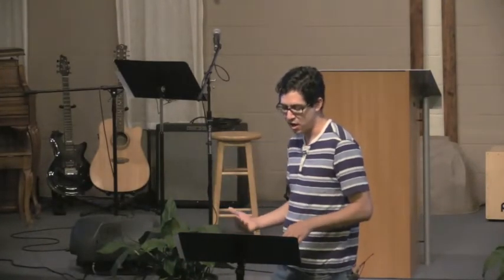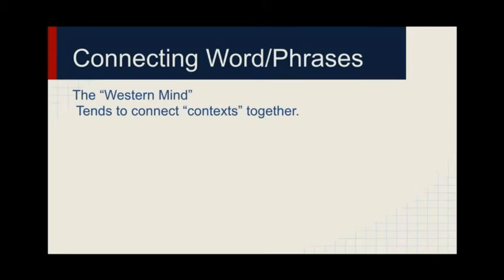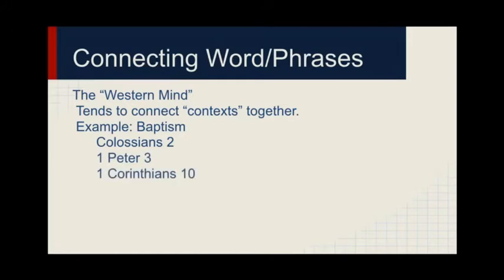In the Western mind, we tend to connect contexts together. What I mean by that is we like to think of subjects or contexts together. For instance, Colossians 2, 1 Peter 3, 1 Corinthians 10, and Romans 2 all mention baptism. So all the passages are related because they mention baptism in some way, which is true. You can learn from them because they talk about baptism. Let me see here, because this PowerPoint's not working the way it's supposed to. Okay, so those passages talk about baptism.